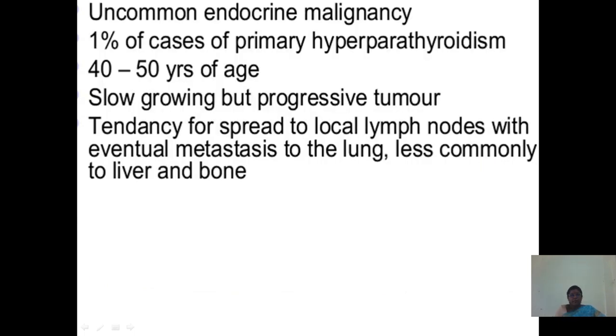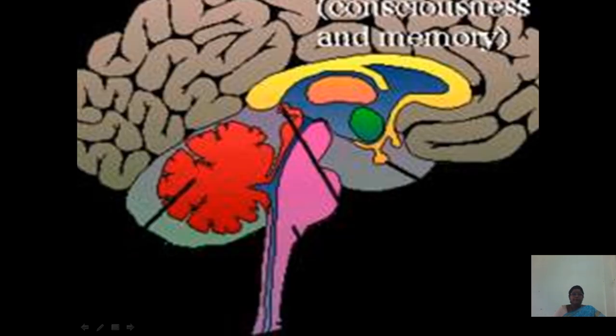Malignancy. Parathyroid carcinoma is an uncommon endocrine malignancy, occurring in about 1% of cases of primary hyperparathyroidism. Age is 40 to 50 years. It is slow growing and this tumor is progressive in nature. There is a tendency for spread to local lymph tissues with eventual metastasis mainly to the lungs, less commonly to the liver and bone.